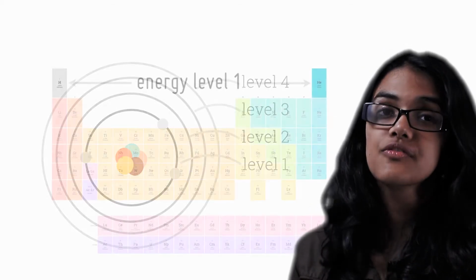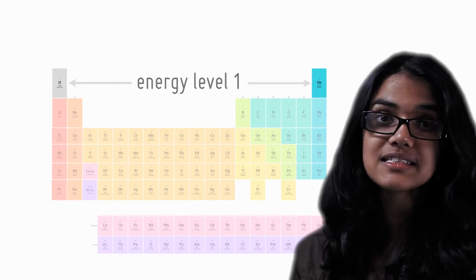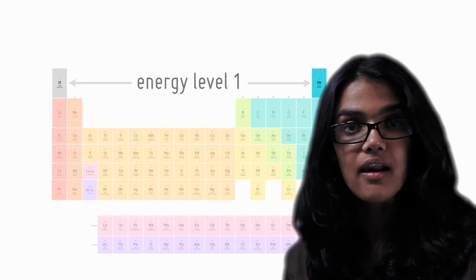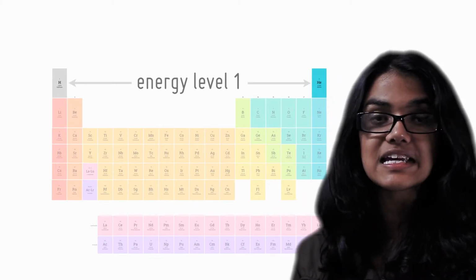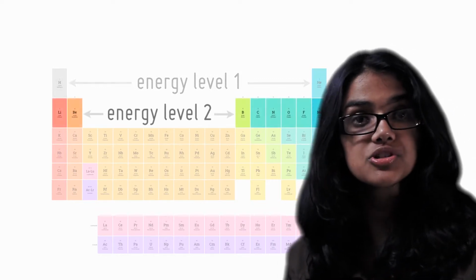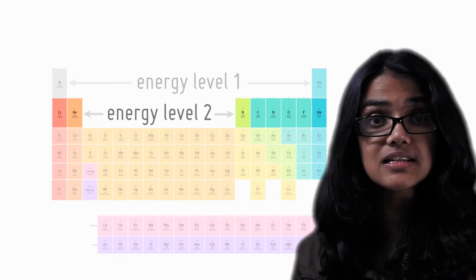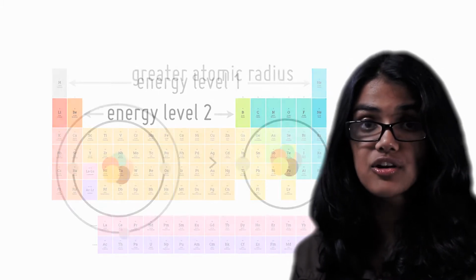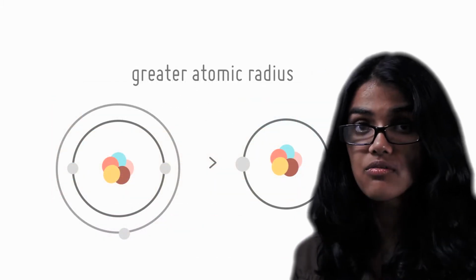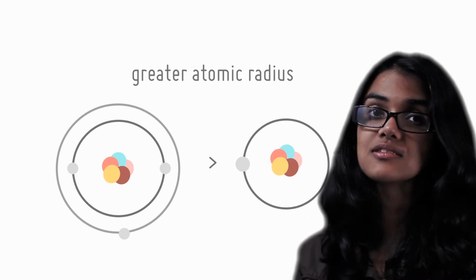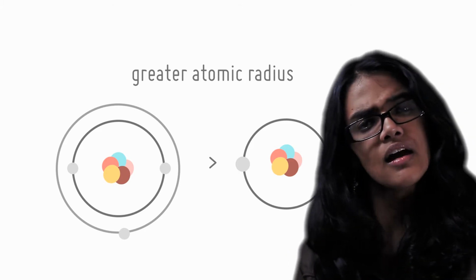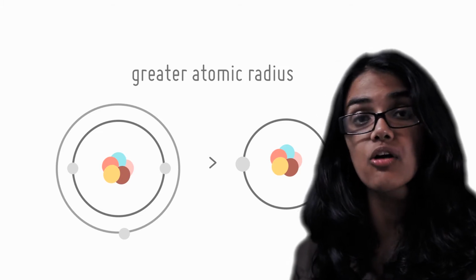For instance, the first row containing hydrogen and helium contains only principal energy level 1. The next row, starting with lithium, contains principal energy level 2, which is farther out than principal energy level 1. Because of this, there exists a greater radius in lithium than in hydrogen. This is why going down a column on the periodic table increases the atomic radius. Now, why does it decrease when we go across a row?